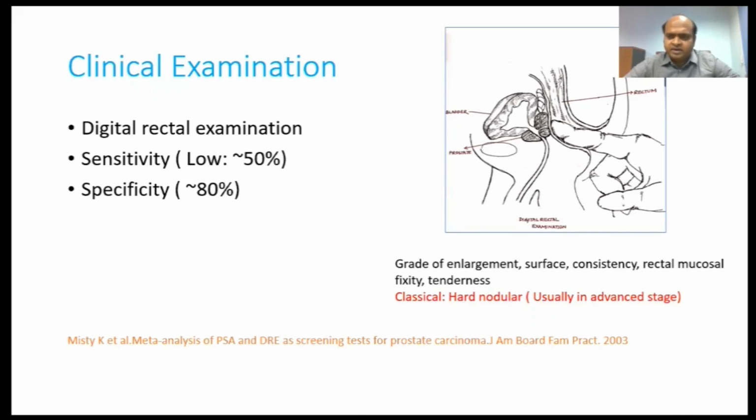So we can understand this if the rectal mucosa is fixed. And if the prostate is tender, we can understand that this may be related to some prostatic infection. The classical finding in prostate cancer on DRE is a hard nodular prostate, but this is usually found in an advanced stage of the disease. The digital rectal examination has a low sensitivity, approximately 50%, however, a decent specificity of approximately 80%.